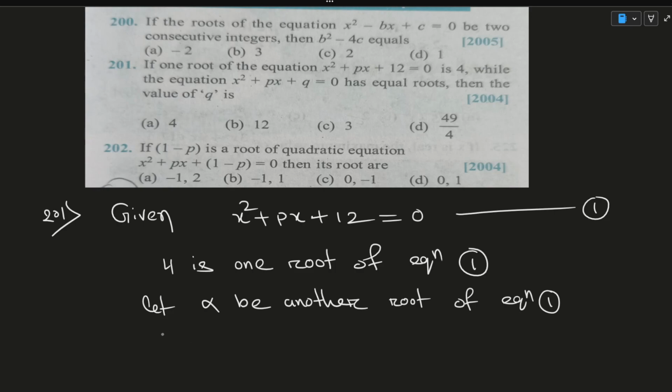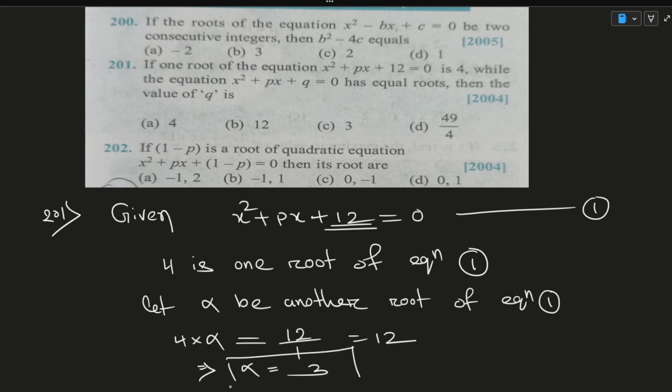So we know the product of two roots will be c by a. In the previous question we applied that concept as well. So 4 into alpha should be equal to c by a. Here we are given 12 in place of c and 1 in place of a, so it will be 12 by 1, which is 12, which implies alpha will be equal to 3. So we got the value of alpha.